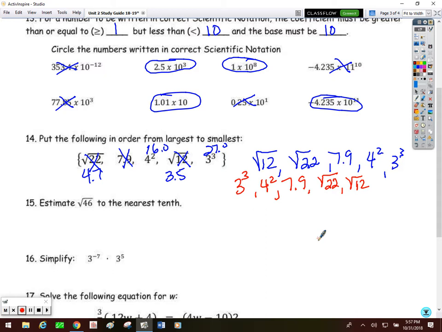So again, please slow down, because I guarantee you on the test tomorrow and when we get to the milestones, you're going to have them in both orders, least to greatest and greatest to least, or largest to smallest. So please watch it, because this is the correct answer, and I do apologize. I'm sorry. All right, estimating square roots to the nearest tenth.